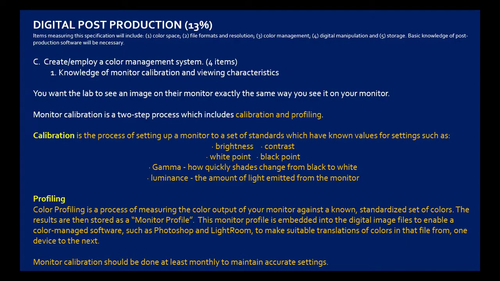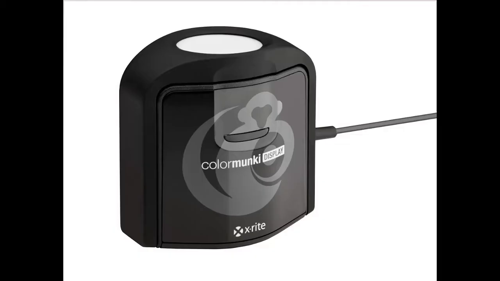Profiling is the process of measuring the color output of your monitor against a known, standardized set of colors. This is done with a colorimeter or a spider that reads swatches on your computer screen. The software knows the values of the various color swatches, and it puts it through a whole series of swatches, and that reader measures each and every one of those swatches against the known value of those swatches. And so where they don't read exactly as they're known to be, then those adjustments are made through the software and put into this monitor profile.